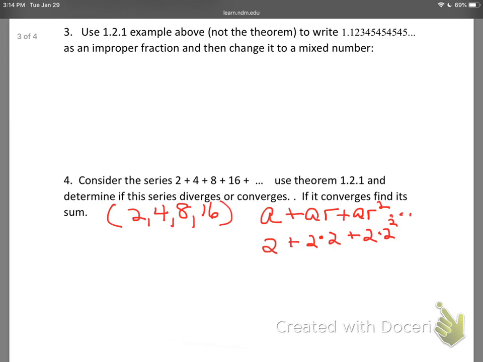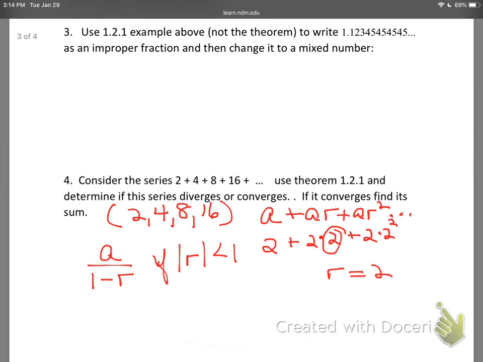So now I want to think about a couple of things. Again, I'm looking at my theorem, and my theorem tells me that my series will converge to the sum, which can be expressed as A over 1 minus R, if the absolute value of R is less than 1. Well, what's my absolute value of R? My absolute value of R ends up being 2, so R equals 2, and that is the absolute value, because the absolute value of 2 is just 2.